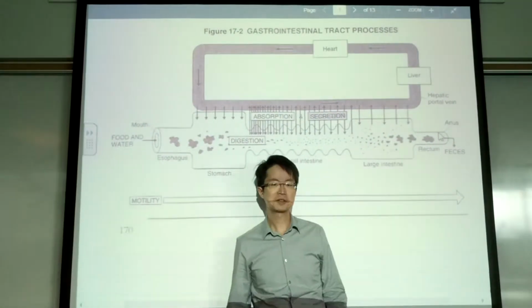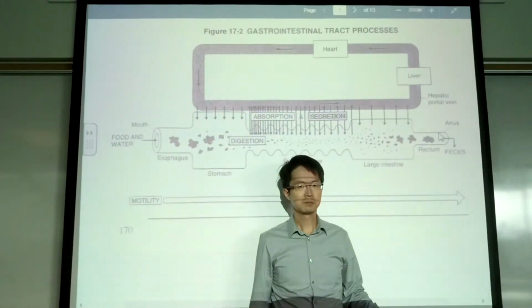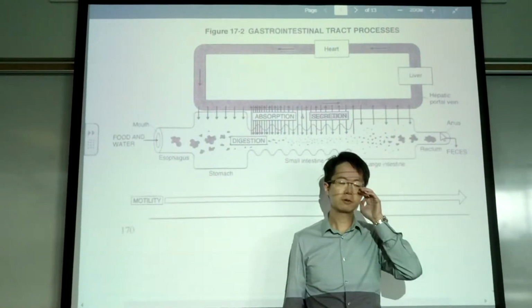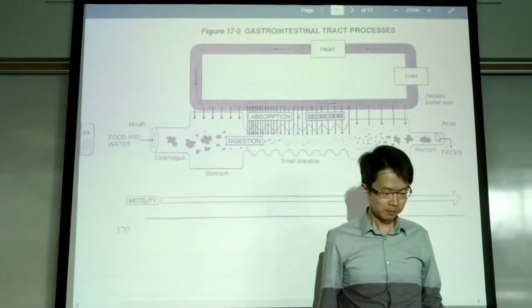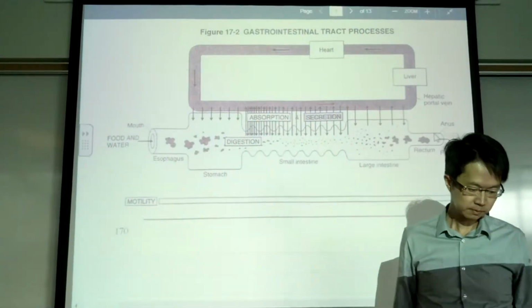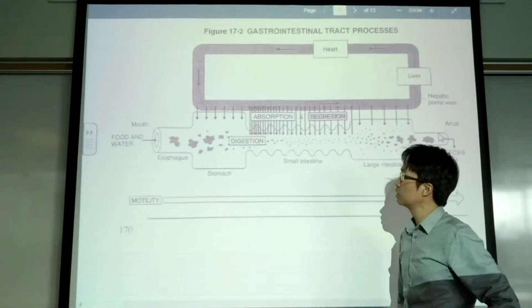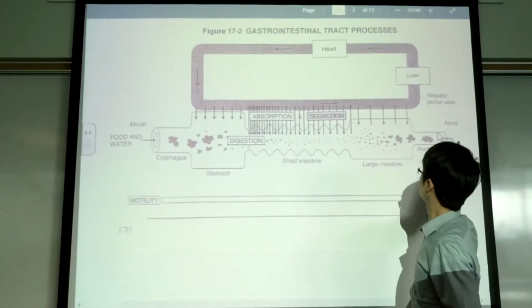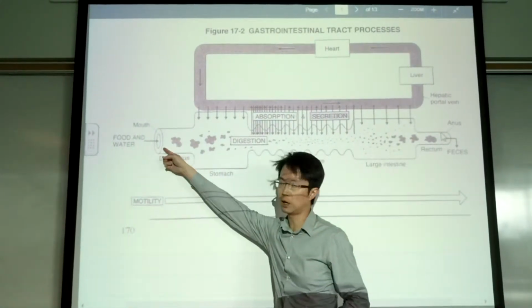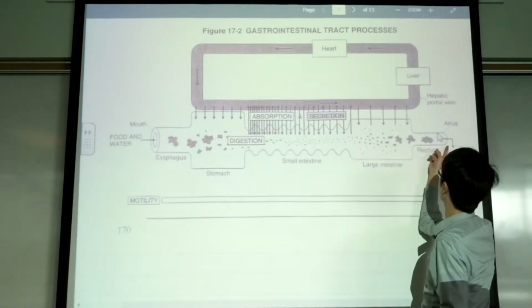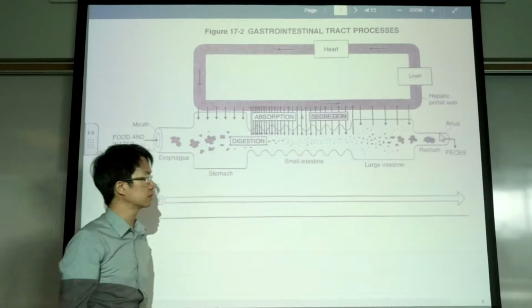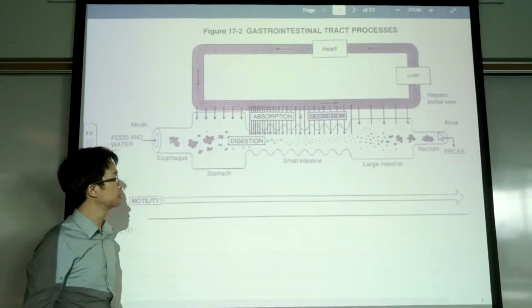Hello, we will start the digestive system. So let's have a brief overview of the digestive system. The digestive system is basically one tube from your mouth all the way down to your anus. We also call this the GI tract, gastrointestinal tract.